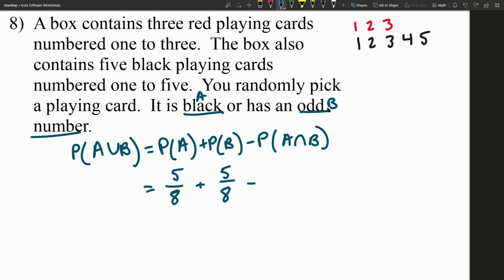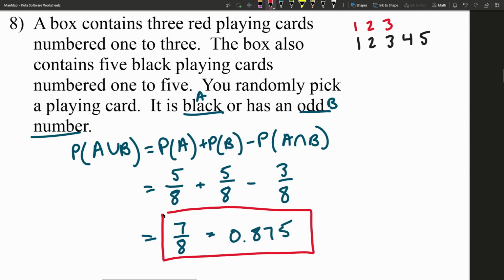So subtracting the intersection, the probability that it's black and odd, that's 1, 2, 3 cards out of the total of 8. So subtracting 3/8. 5/8 plus 5/8 is 10/8. Minus 3/8, that's going to leave us with 7/8, which is equal to 0.875. If you're ready, let's move on to our next set of directions.